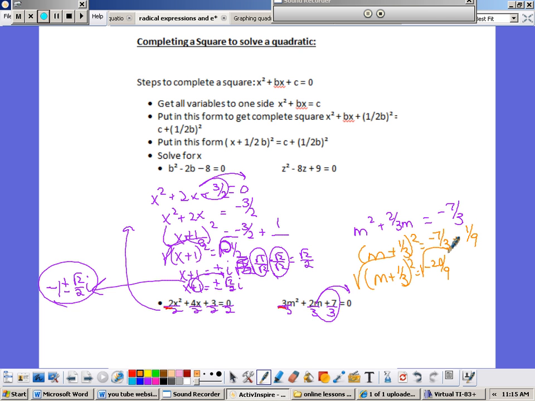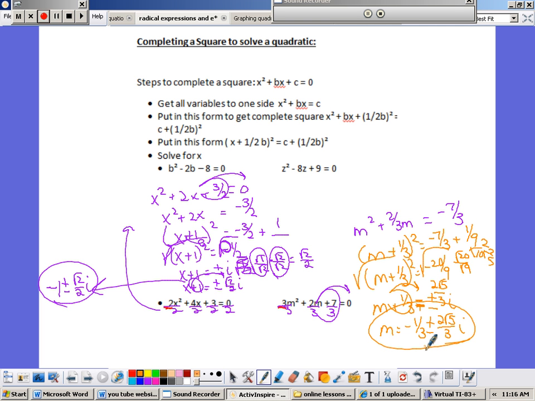Square root both sides. M plus 1/3 is equal to plus or minus an i comes out. I'm going to separate these into the square root of 20 and the square root of 9. Square root of 9 is 3. So I can put the 3 here. And the square root of 20 is 2 and 10, 2 and 5. So it's 2 square root of 5. Move my 1/3 over. M is equal to negative 1/3 plus or minus 2 square root of 5 over 3 i.